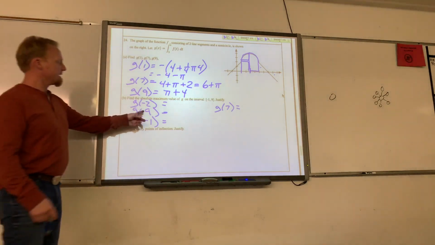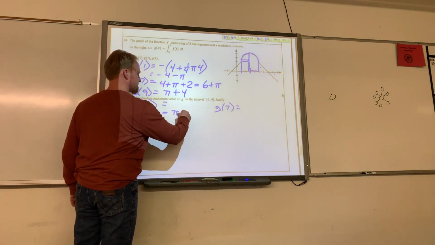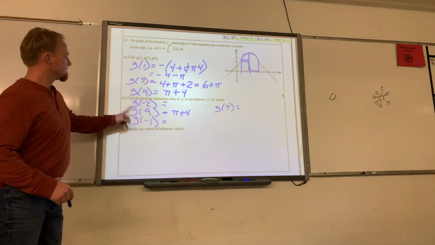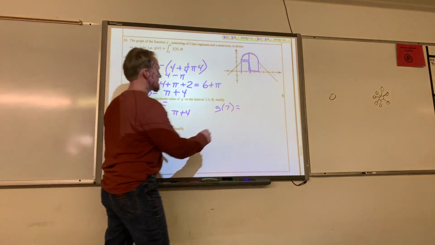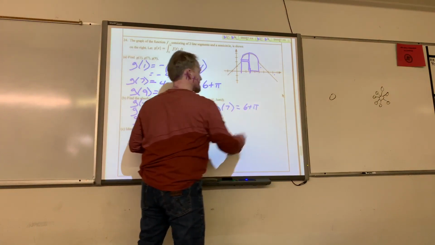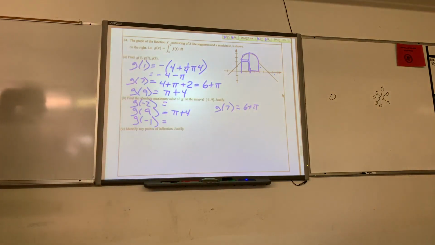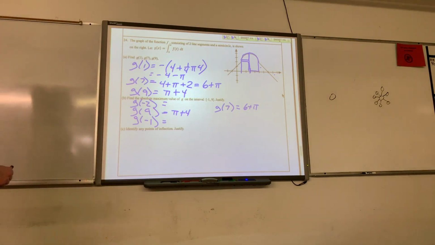So I know most of these. We know g of 9 is pi plus 4. I don't know g of negative 1. I don't know g of negative 2. I do know g of 7 is 6 plus pi. Alright, so g of negative 2. Well, let's find g of negative 1 first.